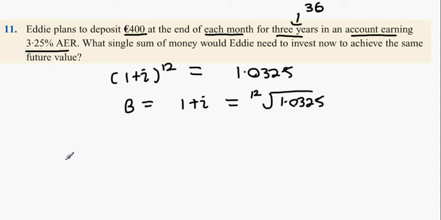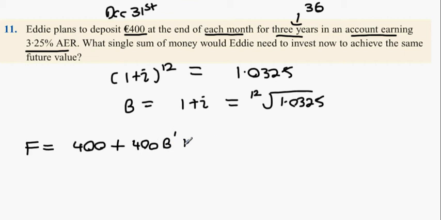Okay, so it's at the end of each month for 3 years. Our final value, at the end of December 31st, we're going to make a payment. This payment of €400 is going to remain at the value of €400. And then the next payment on will only have 1 month of interest to accumulate money. The next one will have 2 months, and the very first investment will have 35 months to accumulate money.